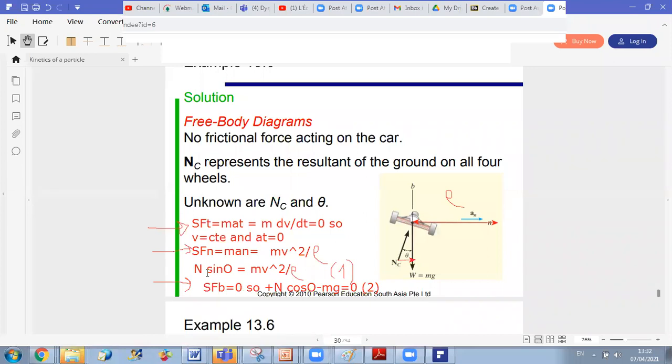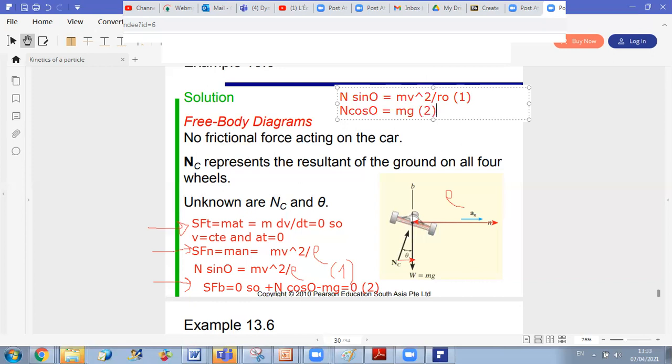From the first relation, I got that N sine theta is equal to mv square over rho, while N cosine theta is equal to m times g. So to obtain theta, all I have to do is to divide equation 1 by 2. This will eliminate the normal reaction.